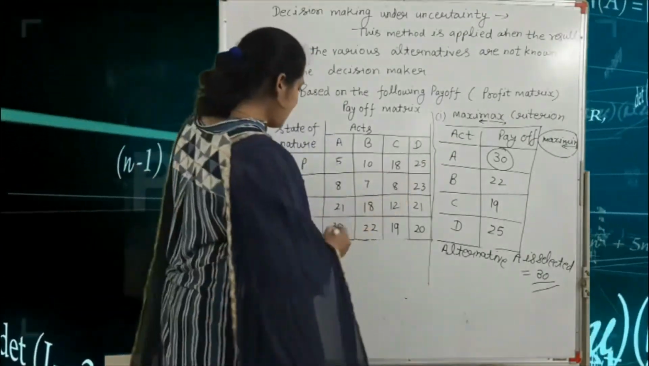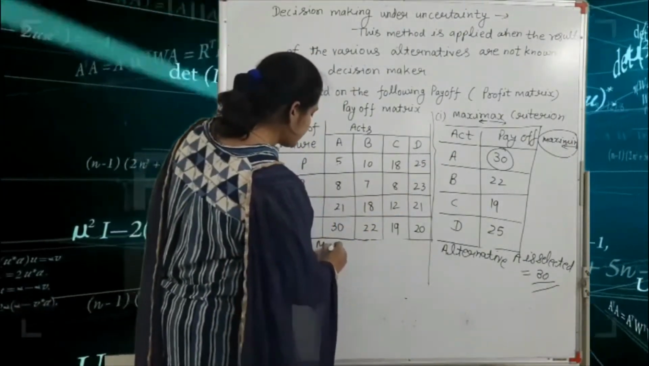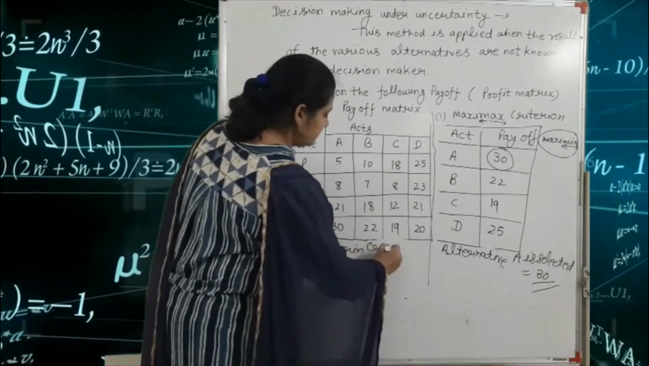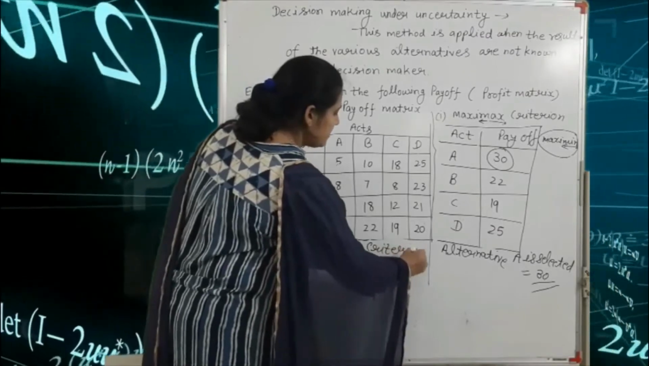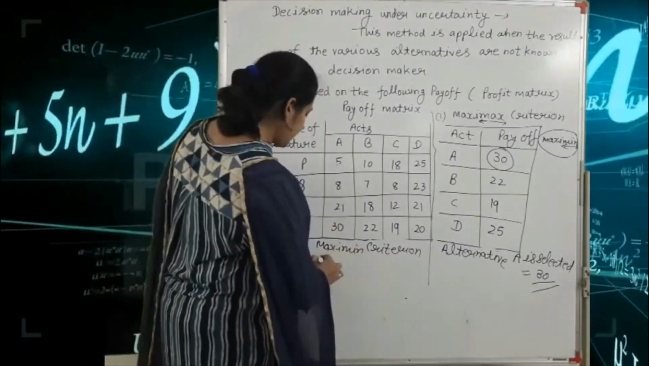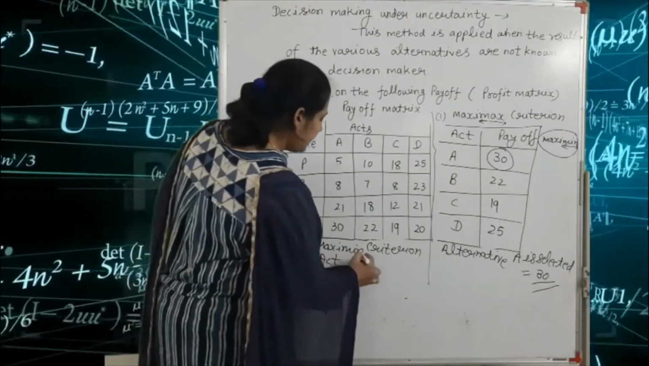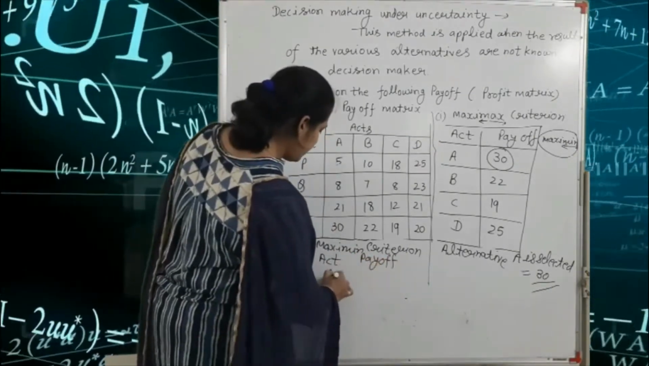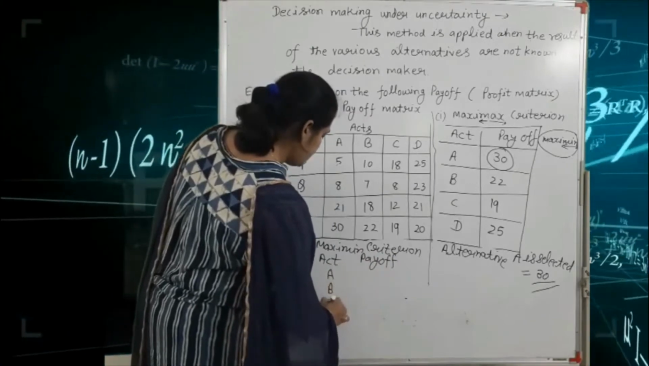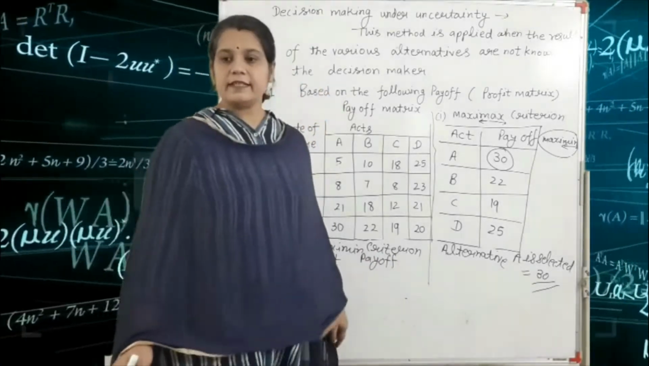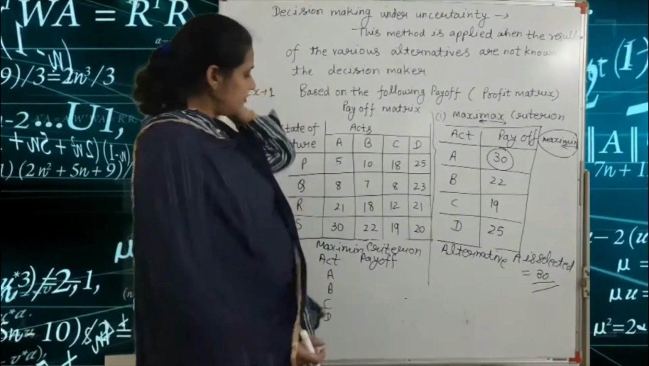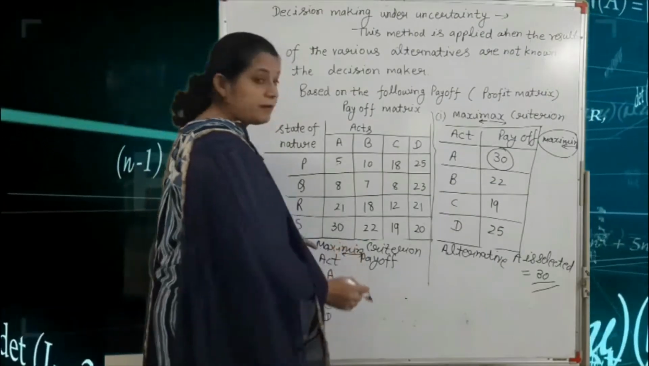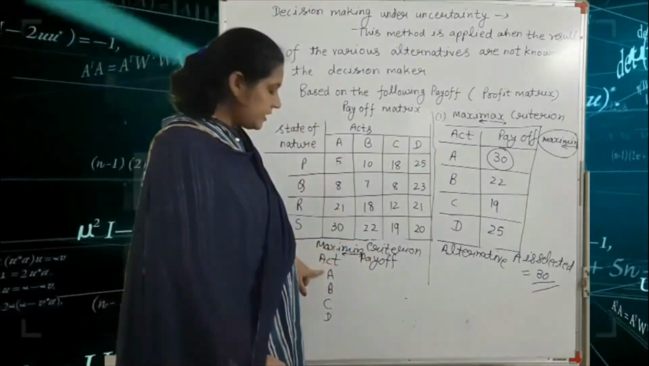Okay. So we find the maximin criterion. We write here the act and here we write the payoff. The acts are A, B, C and D. So we find the maximin. That means first we choose the minimum value according to each act.